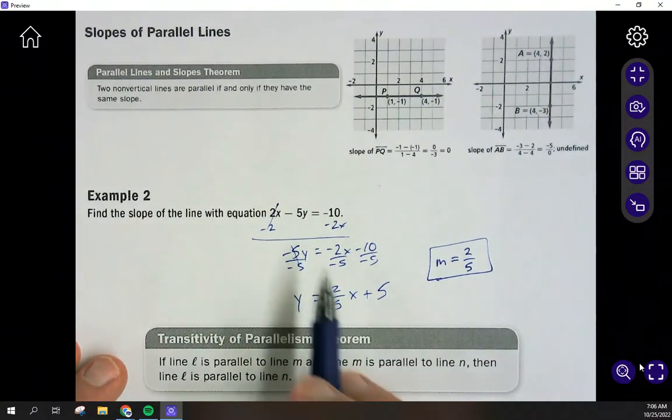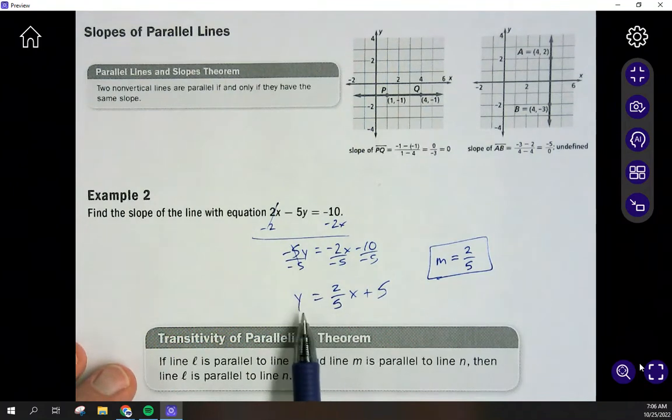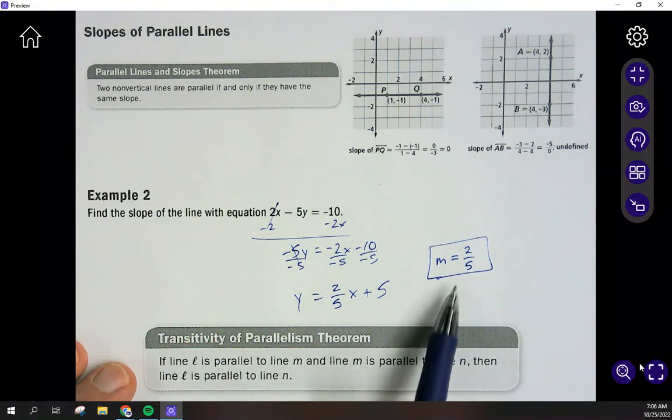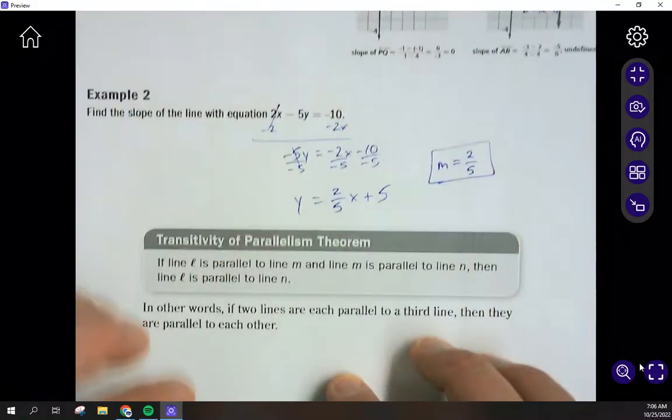The most important part here is the slope as we relate this to parallel lines. So if you're given the equation of 2 different lines, if you can get them both into this form and see the slopes, you can tell me if they are parallel or not. They're going to have the same slope.